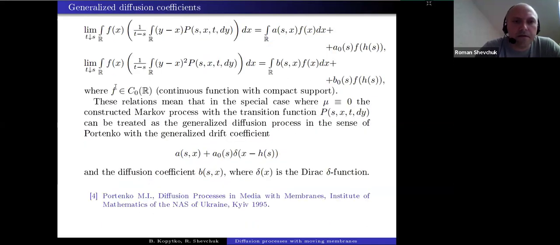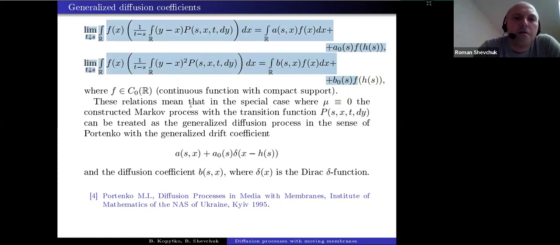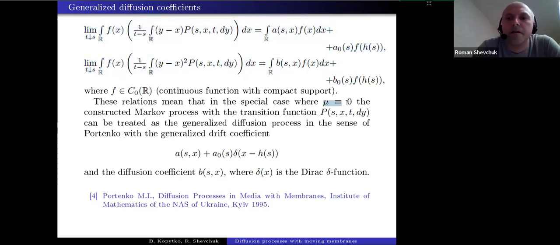Also, using this semigroup, we can find the generalized diffusion coefficients for the constructed process, but only in the case when the measure mu is 0. So by direct calculations, we established these relations, which means that in this special case, when mu is 0, the constructed Markov process with the transition probability P can be treated as a generalized diffusion process in the sense of Portenko, with a generalized drift coefficient, here it is, and the diffusion coefficient B, where delta of x is the Dirac delta function.